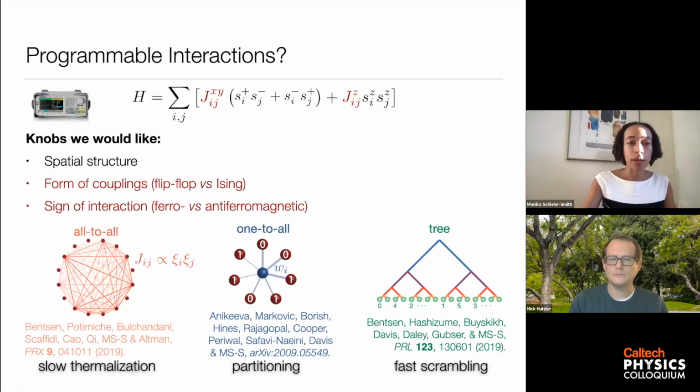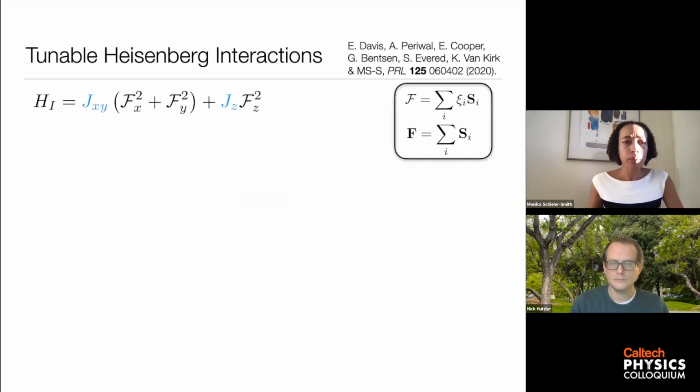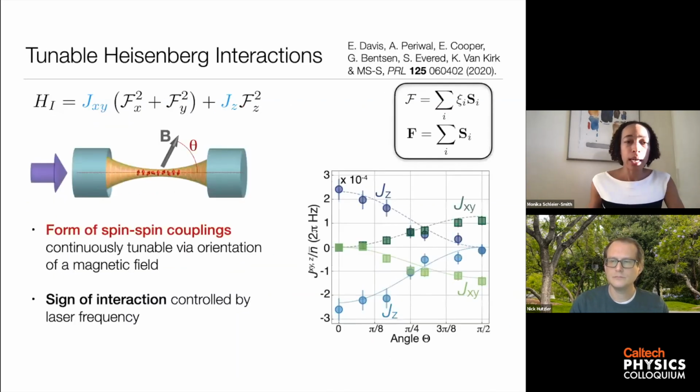So let me start by showing you, I'd like to convince you that we have a remarkable degree of control over all of these things. I'm going to start with the form and the sign of the interaction. It turns out simply by controlling in our system the orientation of a magnetic field, we can tune, do we have an Ising interaction? That's what's shown here. Or the spin exchange interaction, which I can equivalently write in terms of the x and y components of the spins.